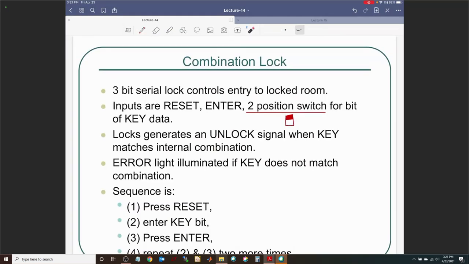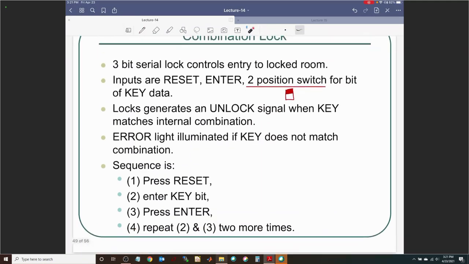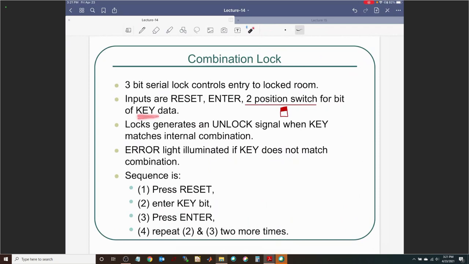So essentially what the user is trying to do is make the key. They make the input 0 or 1, enter it. Change it or don't change it, enter it again. For the third time, set it and then press enter. Then the FSM is supposed to take a look at the last three inputs that the user entered, compare it with a code that was already set, and then respond either to unlock, or an error light gets illuminated if the key doesn't match the preset combination.